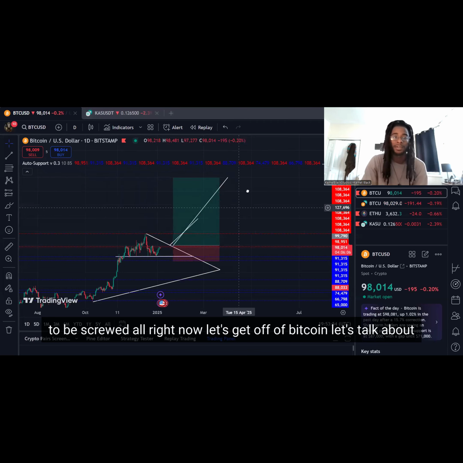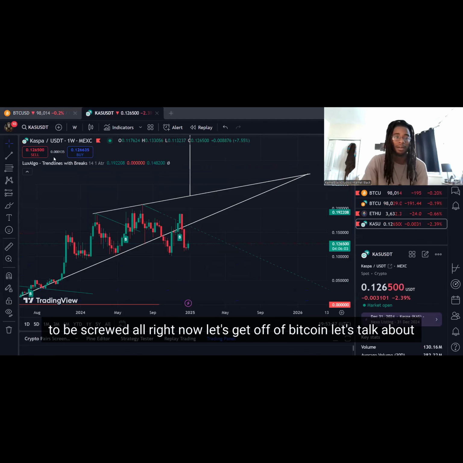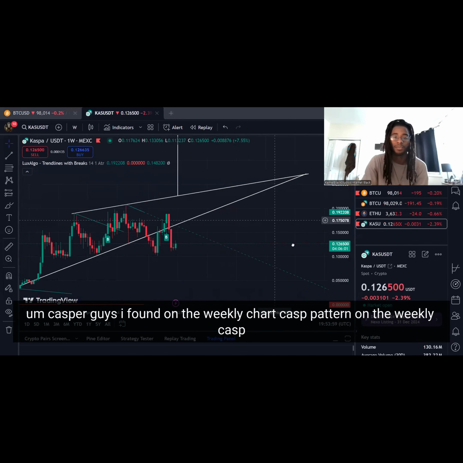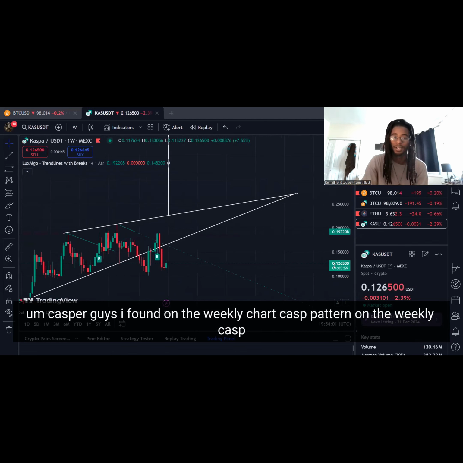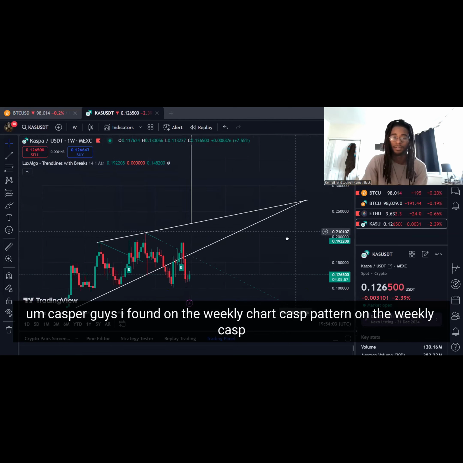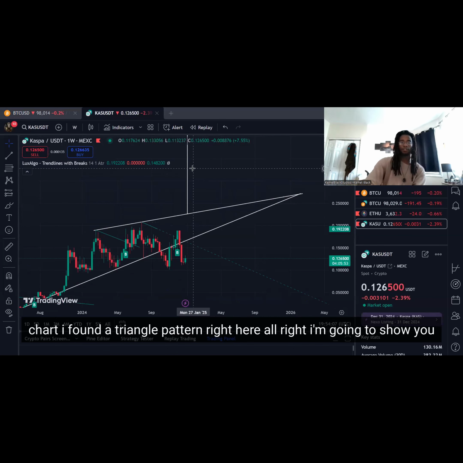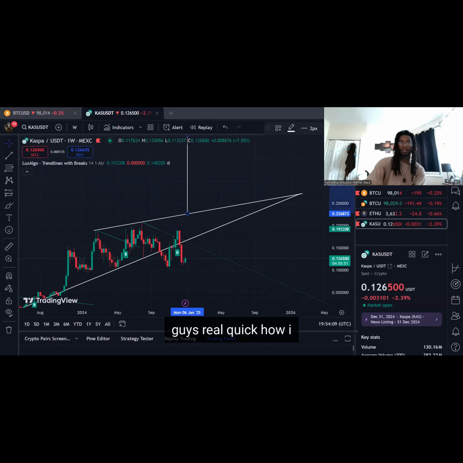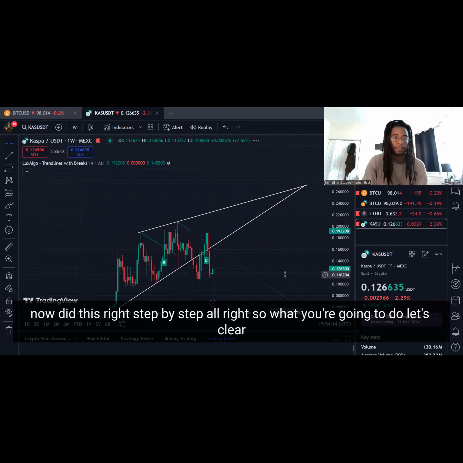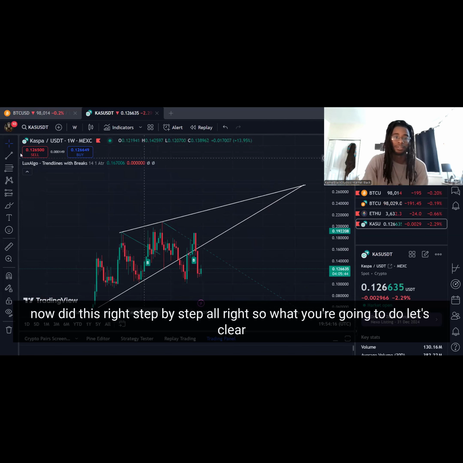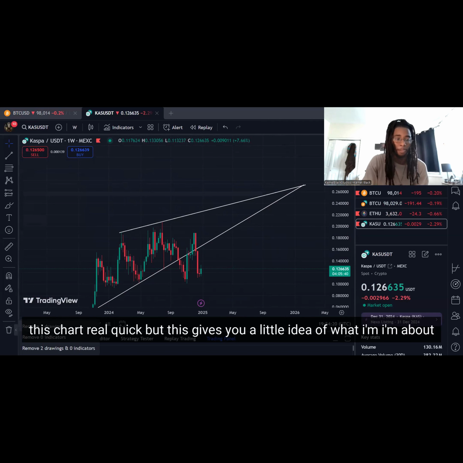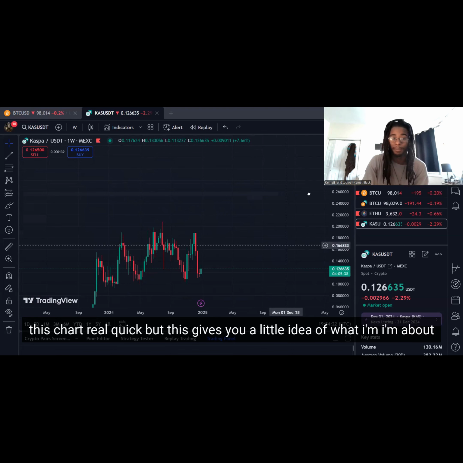All right, now let's get off of Bitcoin. Let's talk about Kaspa, guys. I found a pattern on the weekly Kaspa chart. On the weekly Kaspa chart, I found a triangle pattern right here. I'm going to show you guys real quick how I did this, step by step. So what you're going to do, let's clear this chart real quick. But this gives you a little idea of what I'm about to tell you.